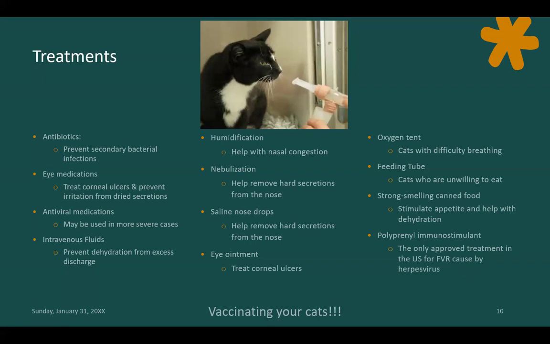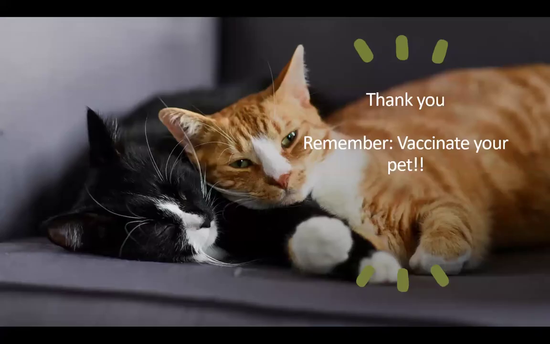An oxygen tent is better for cats that have difficulty breathing. A feeding tube for cats who won't eat on their own. Strong smelling canned food stimulates appetite and helps with dehydration. That will go off of prescription foods from Royal Canin or Science Diet or Purina Pro Plan and stuff like that. And then polyprenyl immunostimulants, which is the only approved treatment in the US for FER caused by herpes virus. And also vaccinating your cats. And that's it.